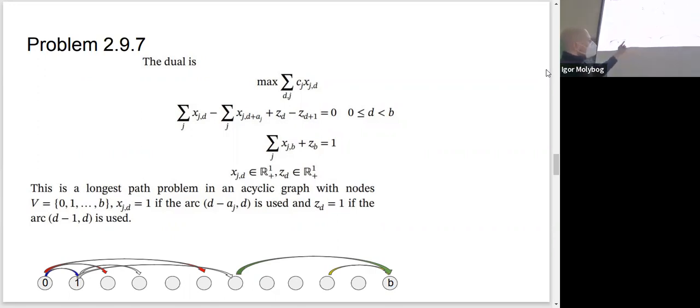So this is basically the fact that we are jumping from a node d, for example 2 kilograms ahead, to nodes ahead. And z_d, we are assigning z_d to 1 if we have used the arc d minus 1 to d. Basically, the arc d minus 1 to d does not add us any value to our backpack. It just means that we are disposing of some space. We're never going to use it.